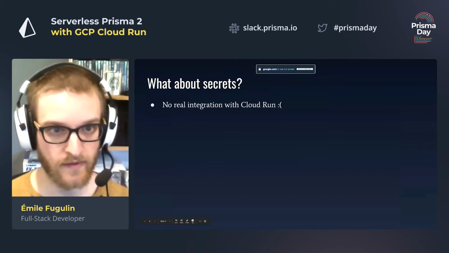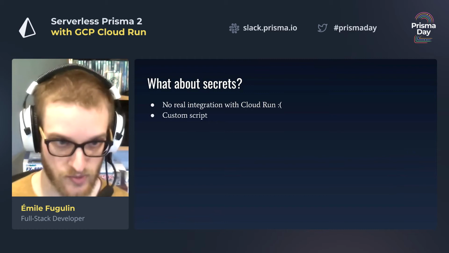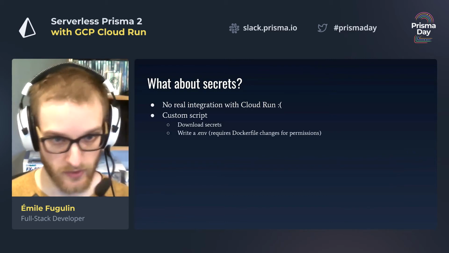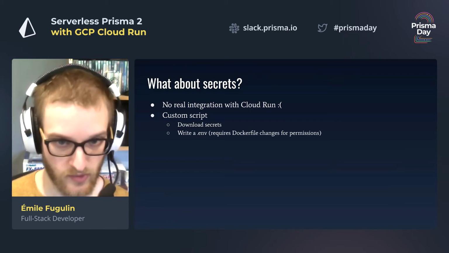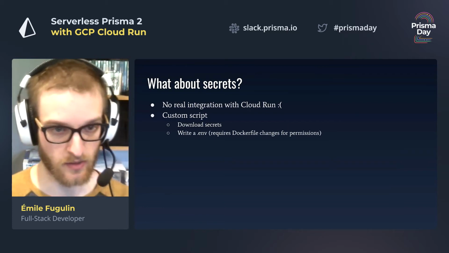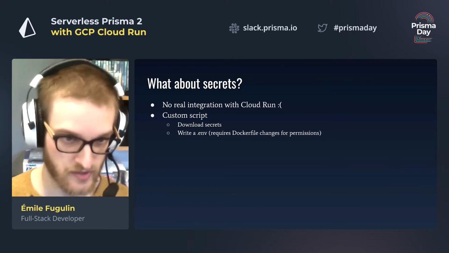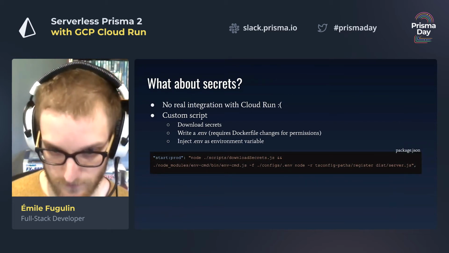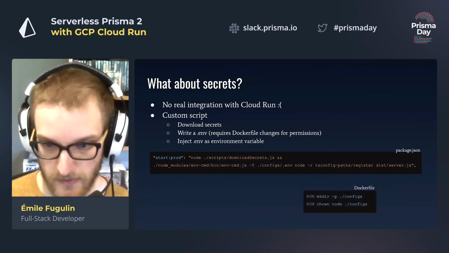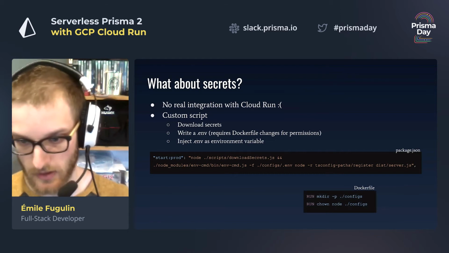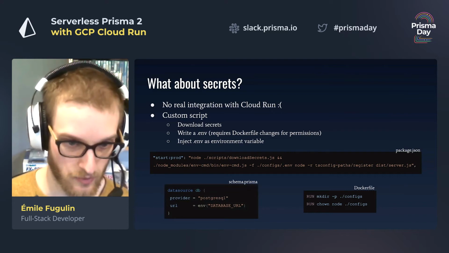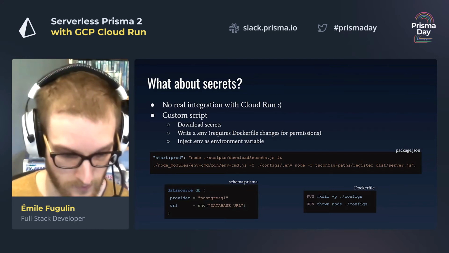So the only problem with secrets is there's no real integration with Cloud Run. My solution was to use a custom script that downloads the secrets at startup, writes them into a .env, and injects them as environment variables. You might require some Dockerfile changes, since we dropped the permissions to Node, which doesn't have any write permissions. So that's your startup script. That's the change you need to make to the Dockerfile. Just give it some folder you can write to. And obviously you need to use the env in your schema.prisma.